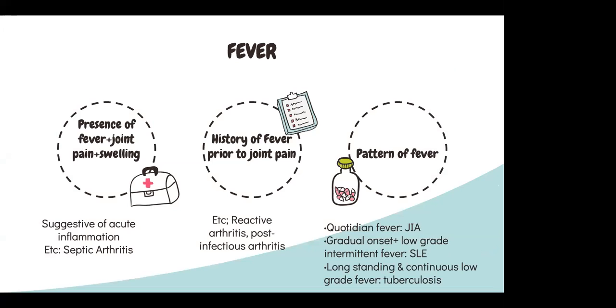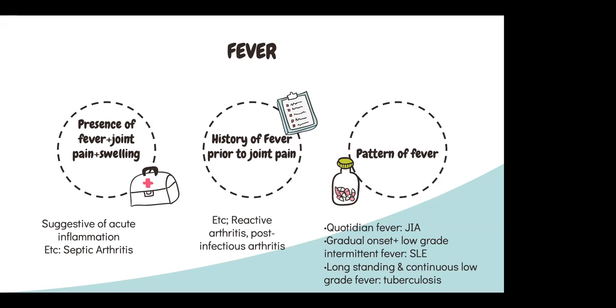If the fever occurs before the onset of joint pain, then you might think about reactive arthritis or post-infectious arthritis. You also have to know about the patterns of the fever. Certain diseases have their pattern. For example, JIA has a quotidian type of fever, which is a daily spike of high fever, especially in the afternoon or evening, and then it returns to normal or even subnormal temperature between the fevers, early morning.